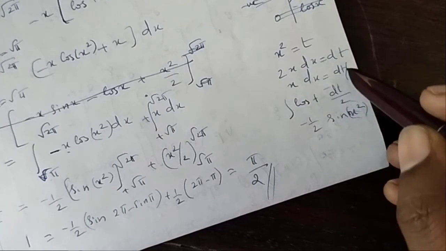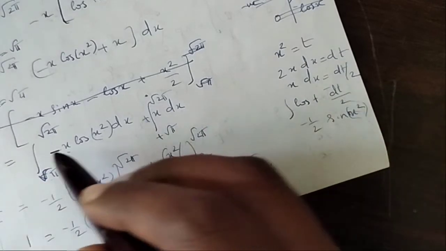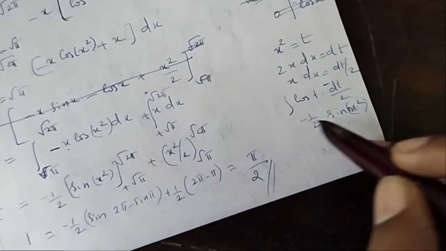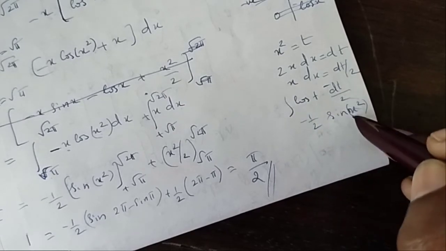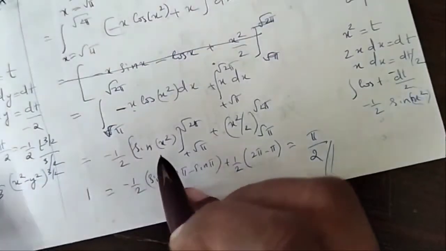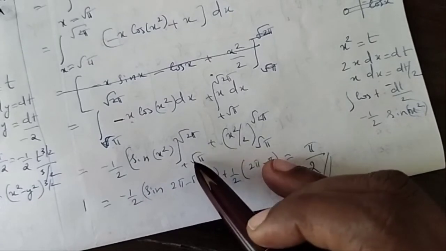X dx is dt by 2. Okay, so this minus we are writing here, so minus dt by 2. So it is minus 1 by 2 integral of cos t dt. Integral of cos is sin t and t is x square. So minus 1 by 2 sine of x square. That is why here minus 1 by 2 sine of x square, x from root pi to root of 2 pi.